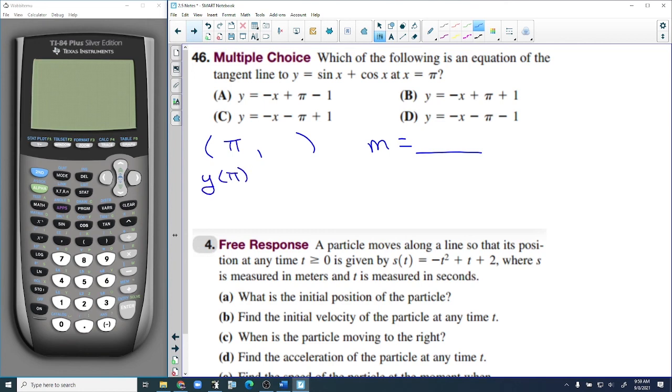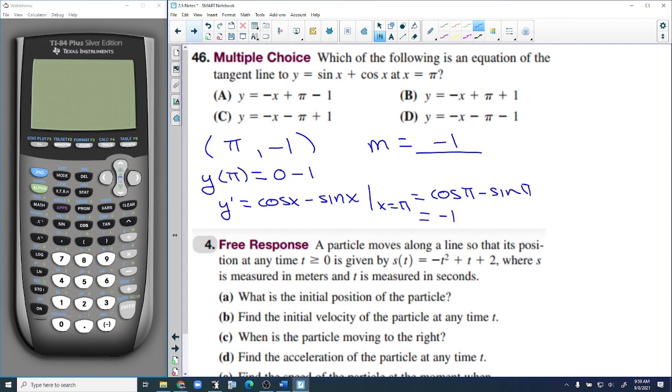Y of pi. Sine of pi is 0. Cosine of pi is minus 1. I'm thinking it's negative 1. The derivative, y prime, is cosine of x minus sine of x. We're going to evaluate that when x is equal to pi. So cosine of pi minus sine of pi. Cosine of pi is negative 1 minus 0, so negative 1.